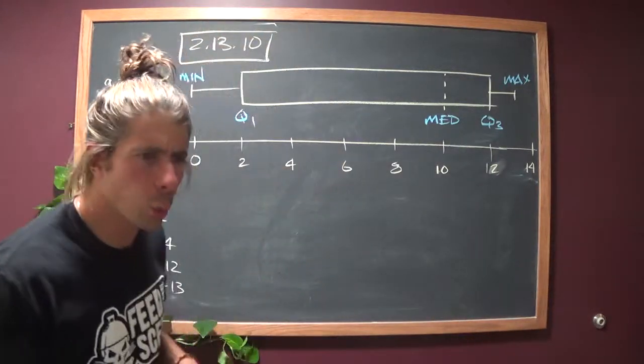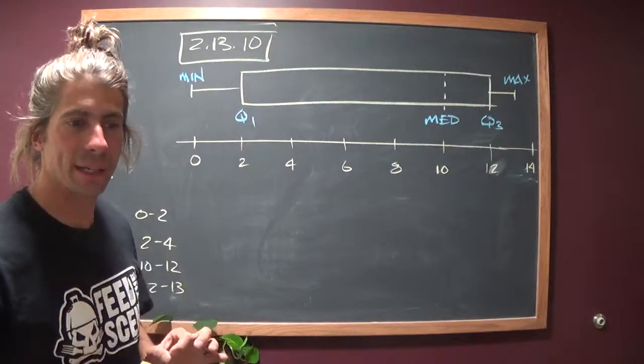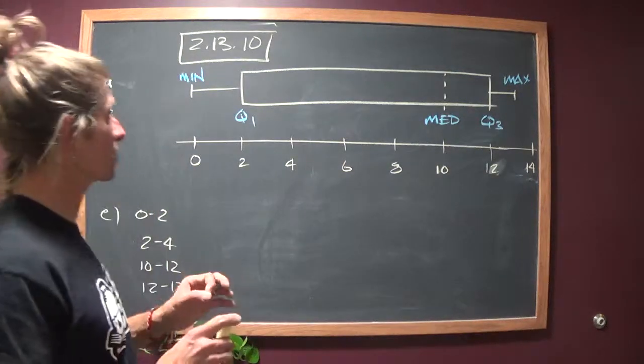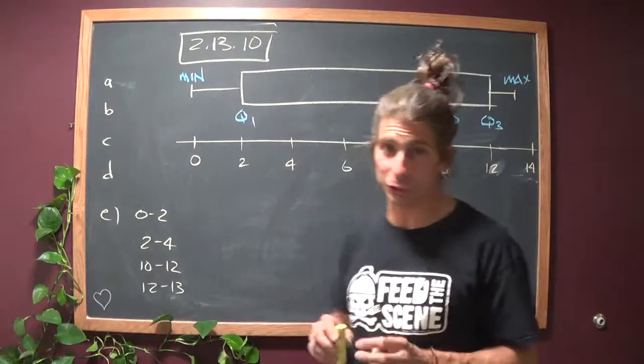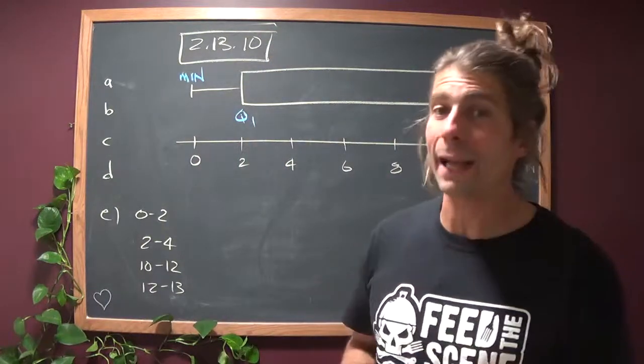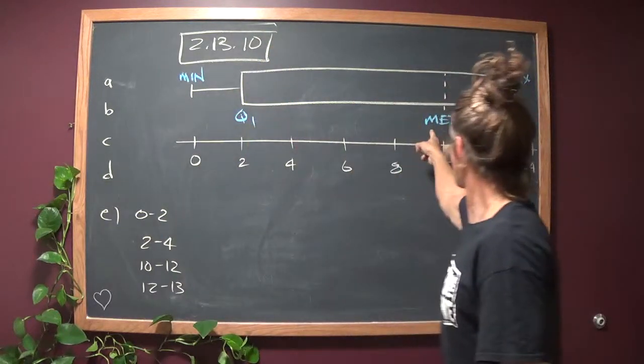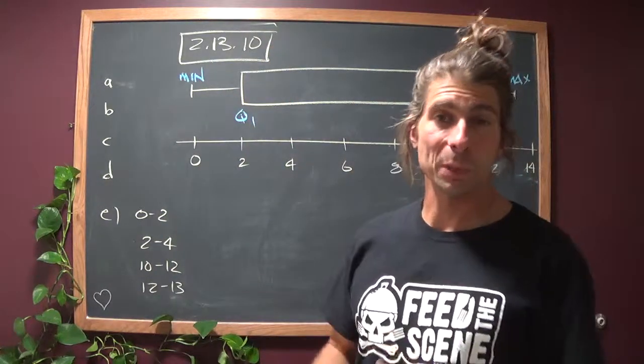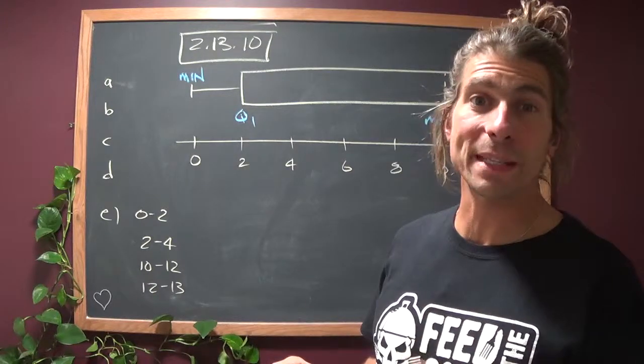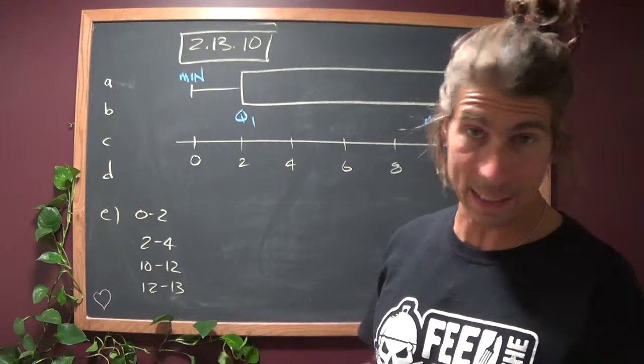Part A, which quarter has the smallest spread of data, and what is that spread? So first of all, it's asking about quarters of the data, and that's what a quartile is. A quartile is one of 3 values, Q1, Q2, and Q3, that split the data into 4 equal pieces, with 25% of the data in each piece.